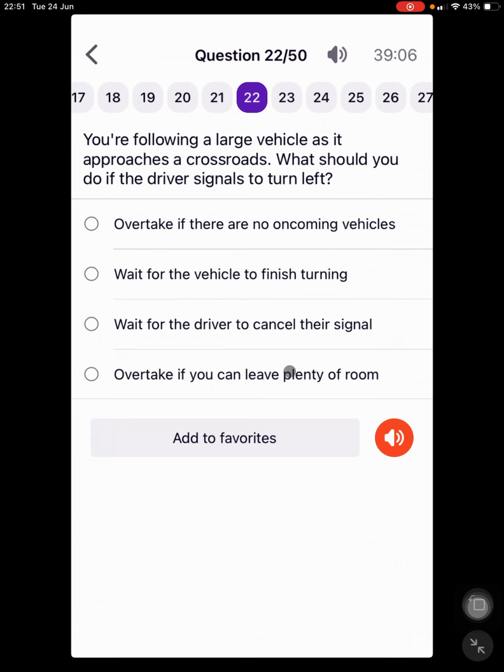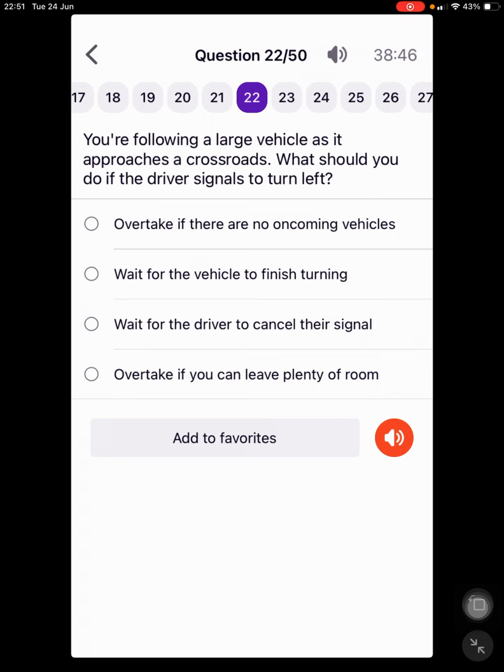You're following a large vehicle as it approaches a crossroads. What should you do if the driver signals to turn left? Overtake if there are no oncoming vehicles. Wait for the vehicle to finish turning. Wait for the driver to cancel their signal. Overtake if you can leave plenty of room.